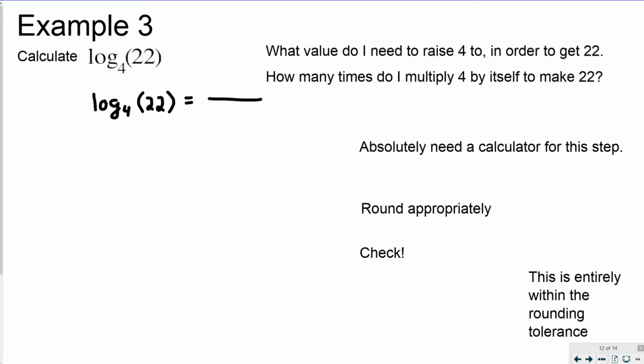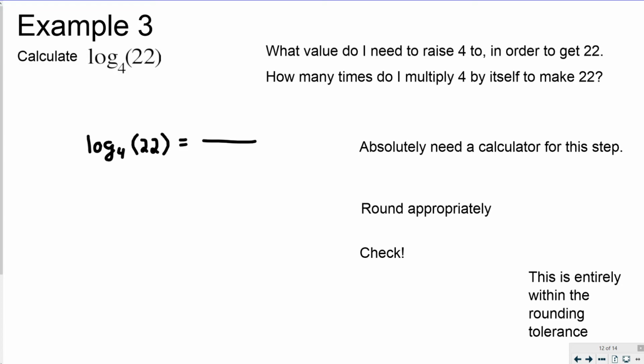And I'm going to move it down here. It would be the log, and we're going to do the common log, so we can use it for our calculator, of 22, divided by the common log of 4. Now, in order to actually calculate log of 22 divided by log of 4, I absolutely need a calculator for this step. There is no way around it. You 100% need a calculator for this step.